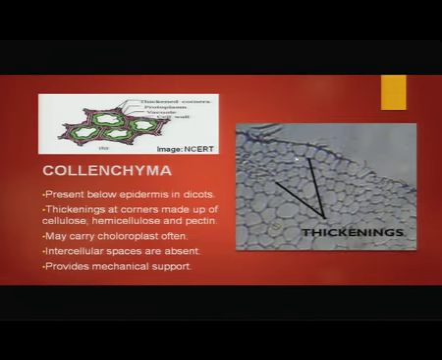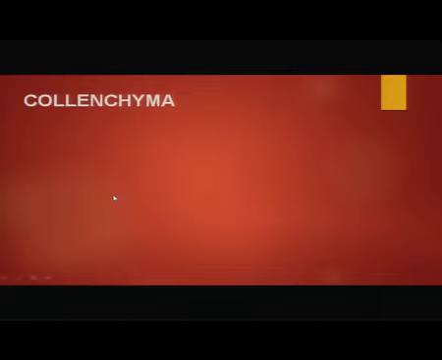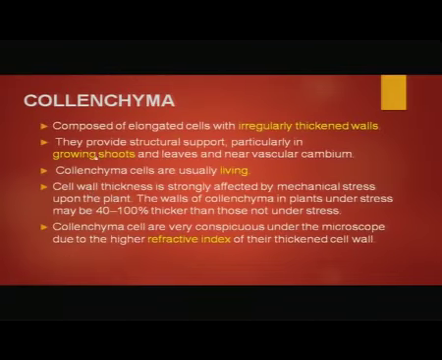Here in this microscopic image, you can see the hypodermis, and here in the cells of the hypodermis at the corners, can you see the thickenings? See here, these are the thickenings that are present in the Collenchyma. So, the cells here are elongated and the cell walls are irregularly thick.